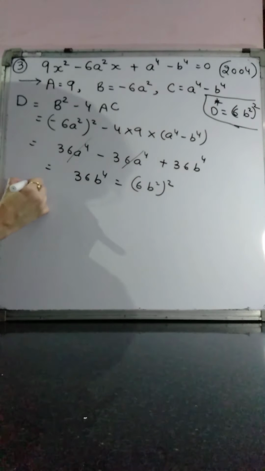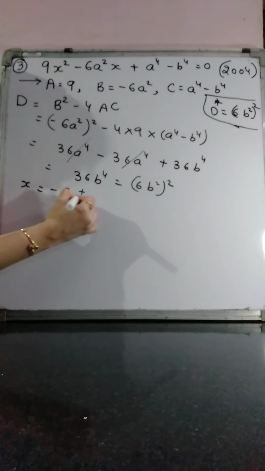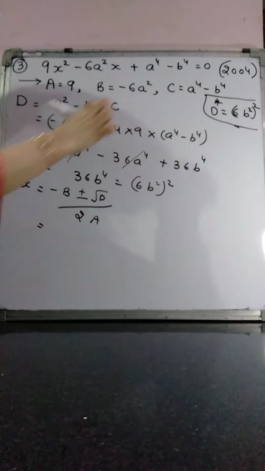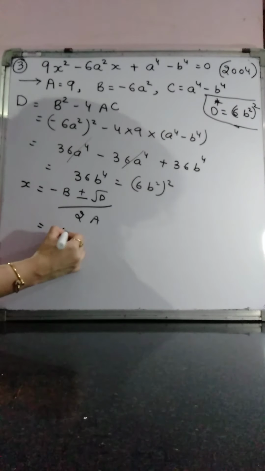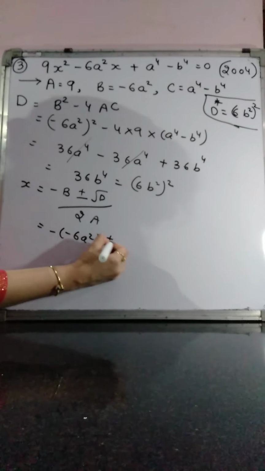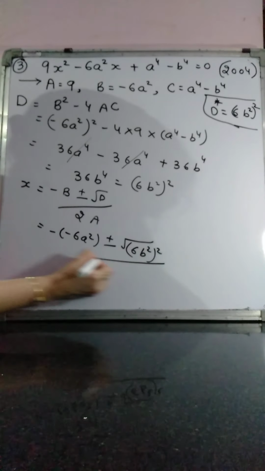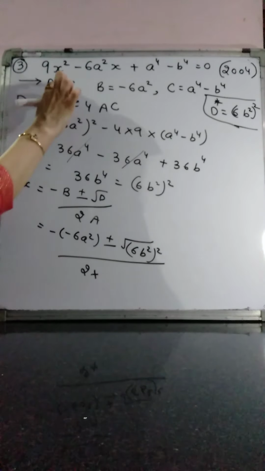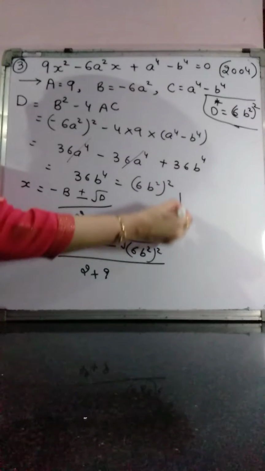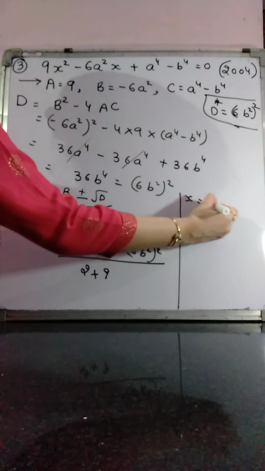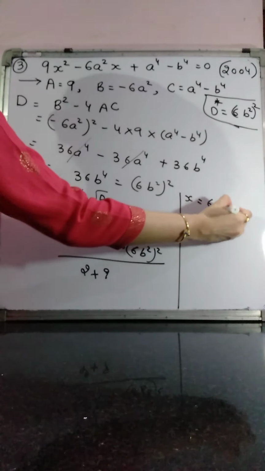Same values. x is equal to minus b plus minus root D by twice of a. Substitute values: minus and minus 6a square plus minus under root D, 6b square whole square, by twice of a, the value of a is 9. Minus minus converted to plus. Square and under root cancel out each other.